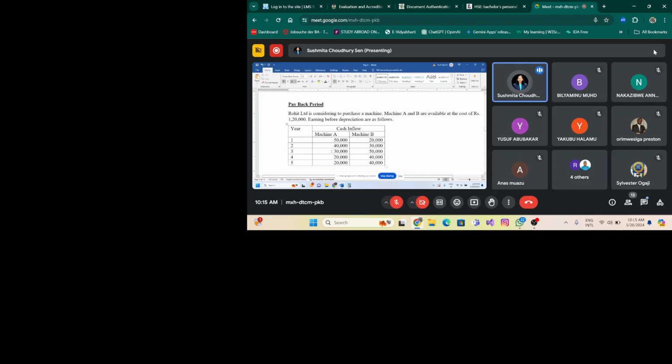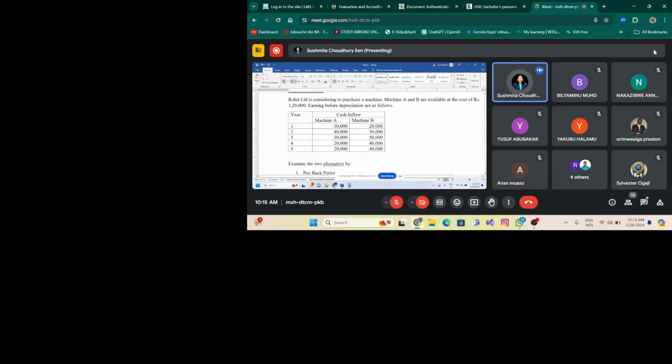Then here is the declaration that the expected income from machine A in the first year is 50,000, in the second year is 40,000, and so on. So 5 years of earning from machine A and 5 years of earning from machine B is given, and you need to examine the alternative machines by payback period. Which one is going to be beneficial? As I said, the payback period method says that where you are getting your investment back sooner should always be given the priority. So how to calculate?